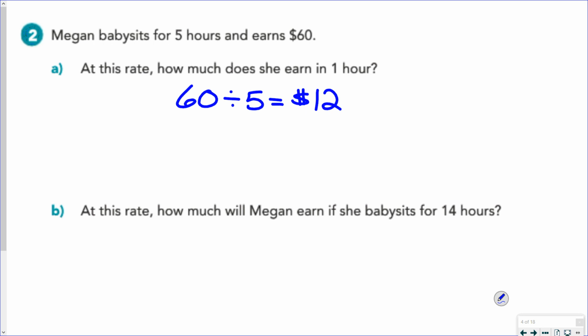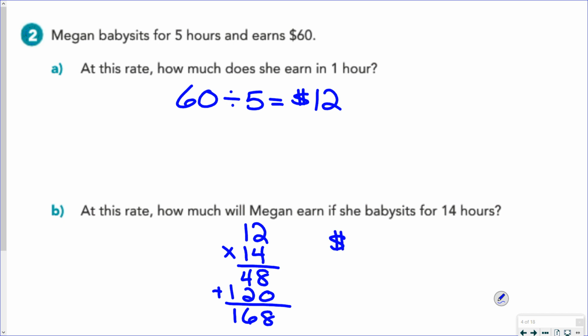And so if we want to figure out how much she earns if she babysits for 14 hours, we take what she earns per hour times how long she works, and we would find that she would get $168.